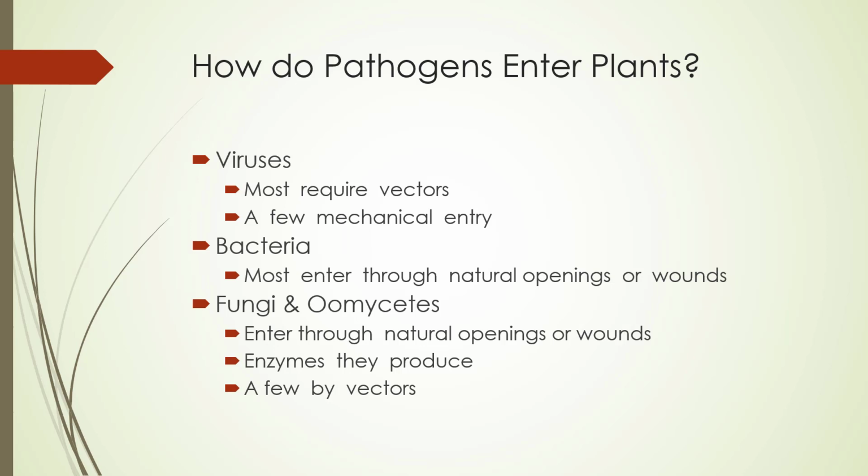So how do pathogens enter plants? Well, viruses require vectors of some sort, and you can be a vector. A few are by mechanical entry. So maybe pruning. Sometimes there's root grafts that occur that can spread viruses from one plant to another. Bacteria must enter through a natural opening or wound, and there's usually water associated with that. Fungi and oomycetes, which are water molds, enter through a natural opening or wound, or through the enzymes they produce, a few by vectors.